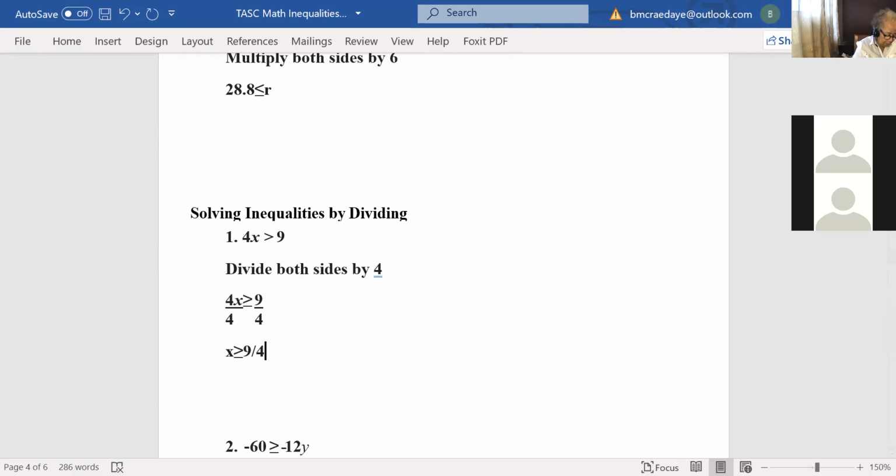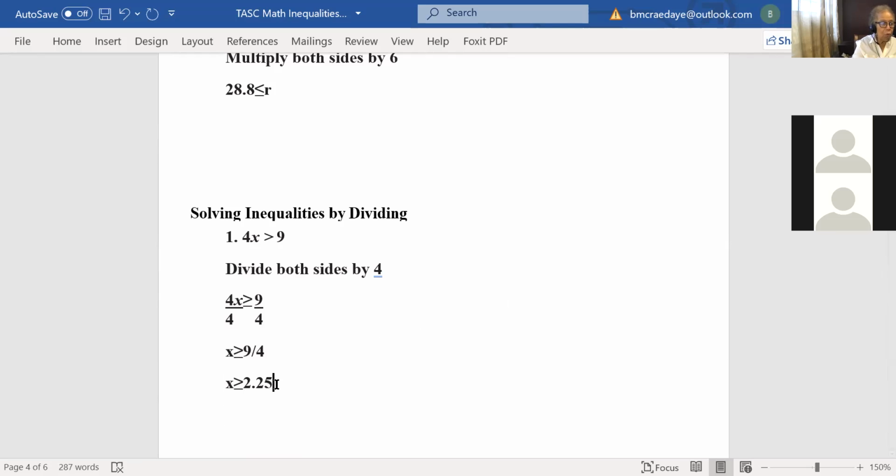9 divided by 4 is what? 2 and a fourth. Or you could say 2.25. So you can leave it as that, or let's just write it as a decimal. Either way would be correct. Let's make this 2.25, which is 2 and a fourth, like you said, Vanessa.